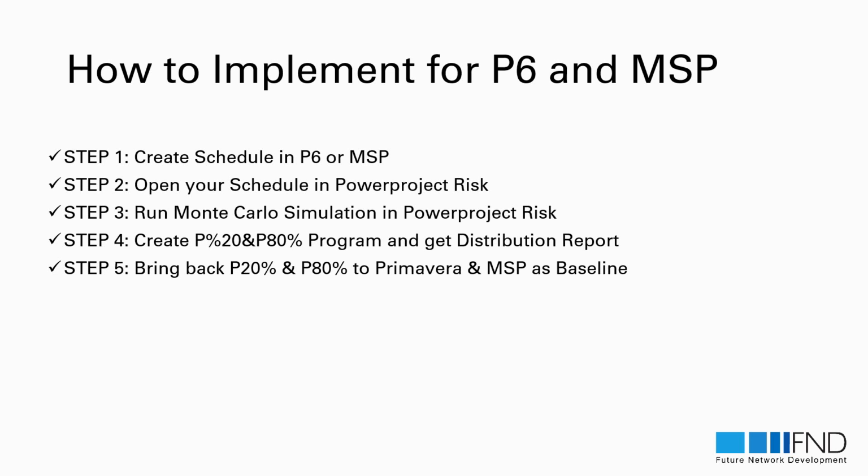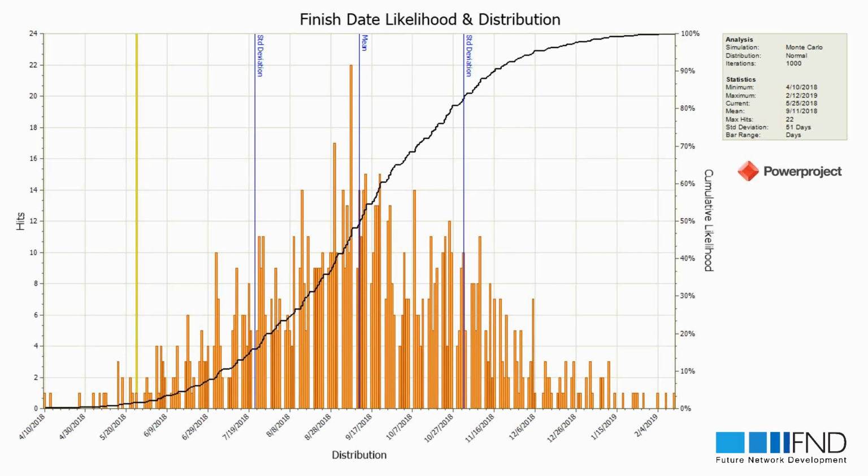So you can open the Primavera schedule in Powerproject, run the simulation, and save back as a baseline to Primavera again. So we create the schedule in P6, MS Project or Powerproject, open the schedule in Powerproject Risk, run the Monte Carlo simulation, and create the probability 20 and probability 80 programs and the distribution report, and we can bring the baseline back to Primavera or Microsoft Project. And what is the result? So we get here our time distribution graphic.